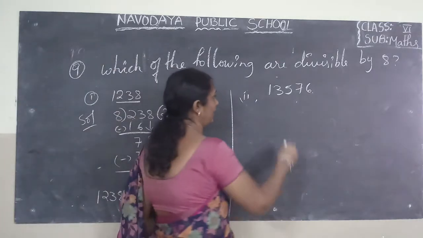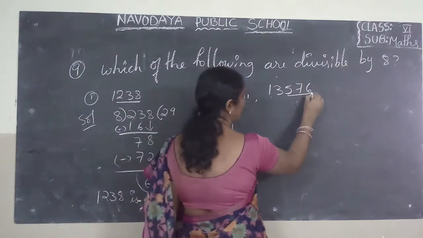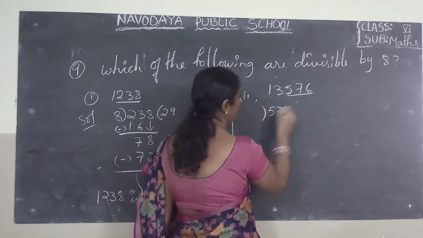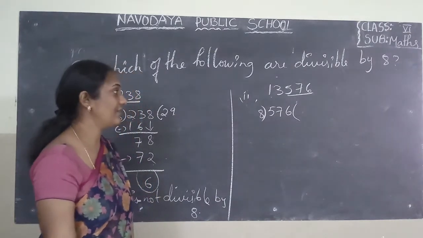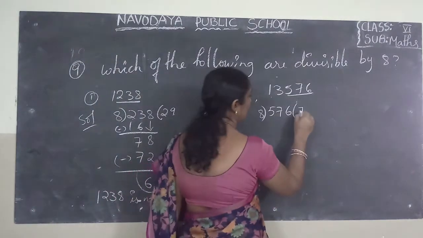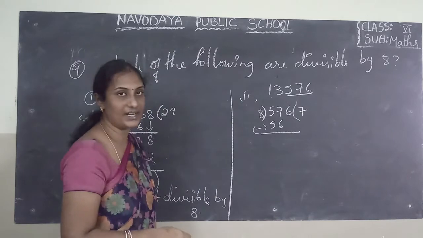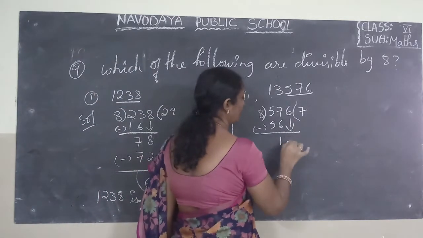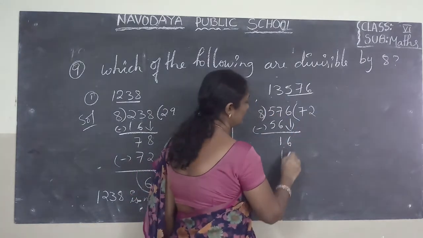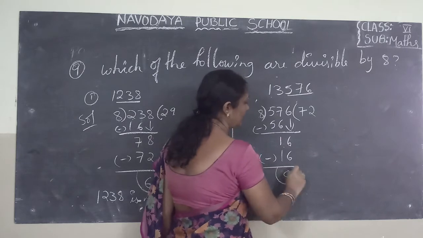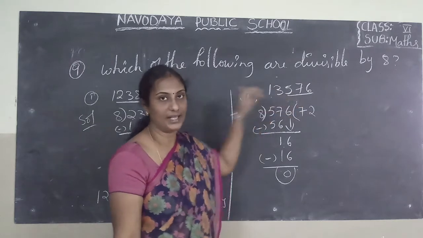What is the next one they have given? 13,576. Now take the last 3 digits. 576 divided by 8. In 8 table, 56. How many times do we have to take? 8 sevens are 56. 57 minus 56 is 1. Take 6 down. 16. In 8 table, 16, how many times? 2 times. 8 twos are 16. 16 minus 16 is 0, means we got remainder 0, means the total number is also divisible by 8.